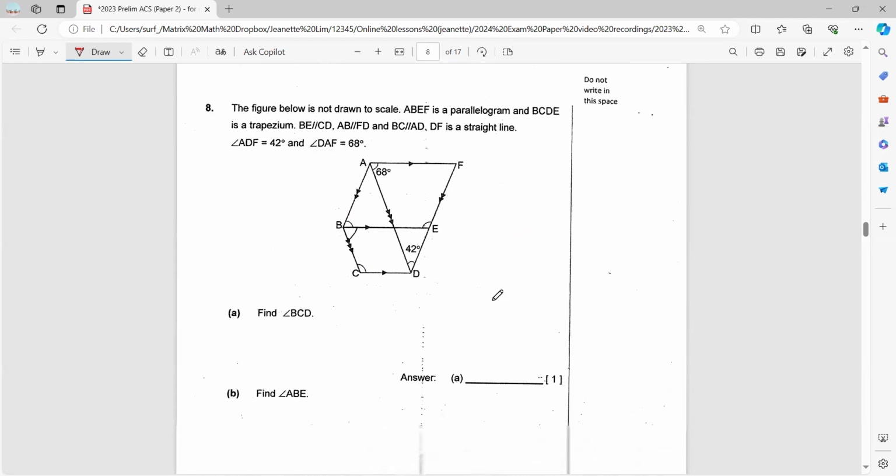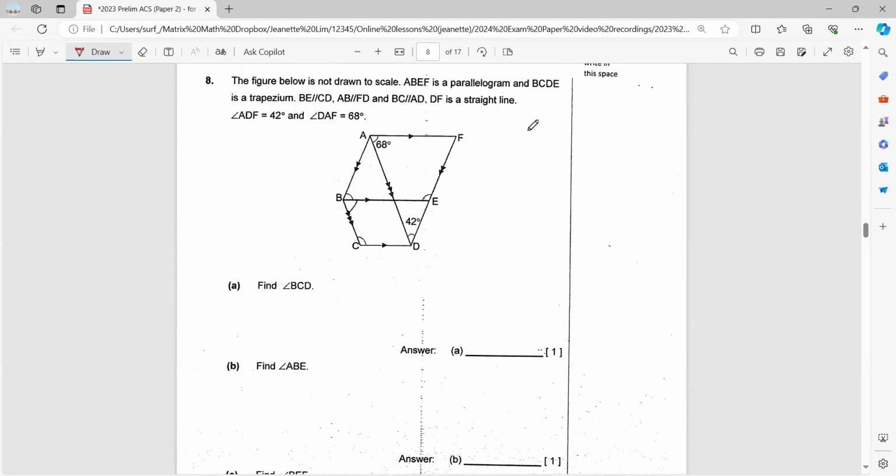Okay, question 8. Figure is not drawn to scale. We have a parallelogram ABEF and BCDE. Whenever they say parallelogram or trapezium, you need to understand what it means. It means that you have parallel lines, and they have all been marked out for you. So BE is parallel to CD, AB is parallel to FD, so FD is a straight line.